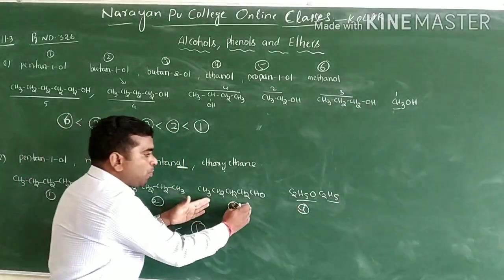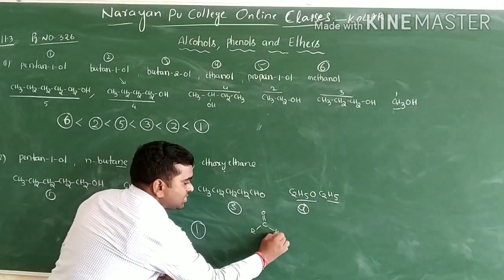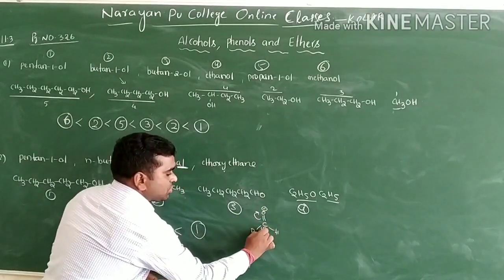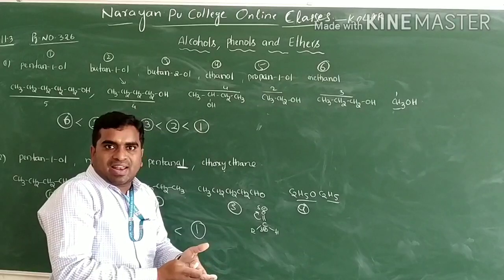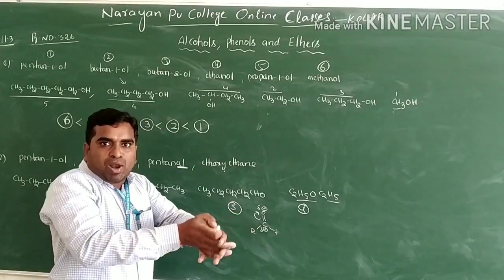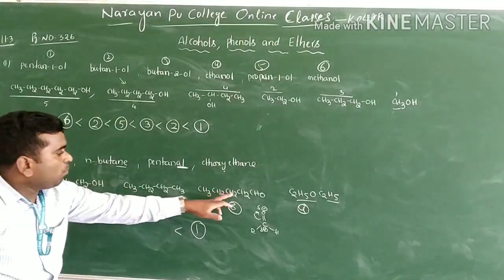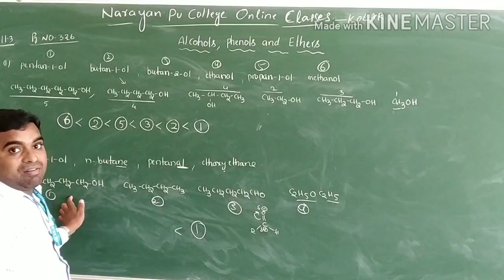Why? Because it is a more polar molecule. Aldehyde means what it is? C double bond O. This is R group and H. This is a partial negative charge, and here you will get the partial positive charge. If polarity is high, then there will be dipole-dipole attractions. Then attractions are there.